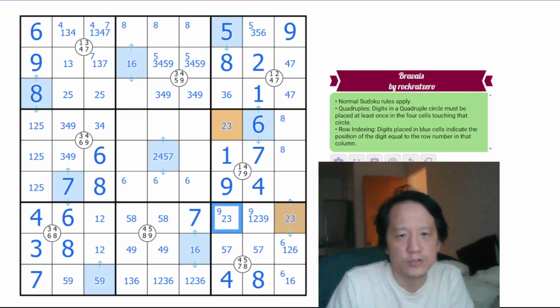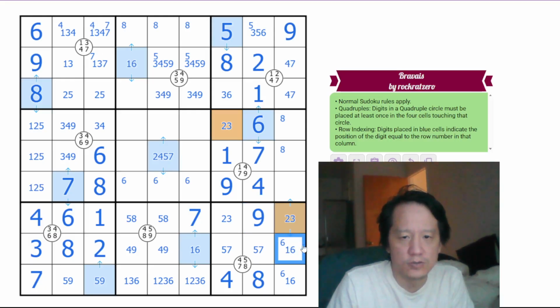We have a 2, 3, 2, 3 pair in row 7, which eliminates 2 and 3 in the rest of the row. This can't be 2 or 3. This is 1, which makes this 2. This 1 eliminates 1 here. This can't be 1, 2, or 3, so this is 9. And this can't be 2 because of the 2, 3 pair in the box.